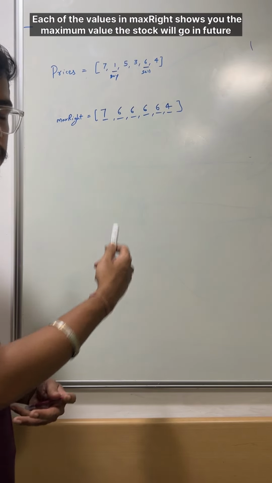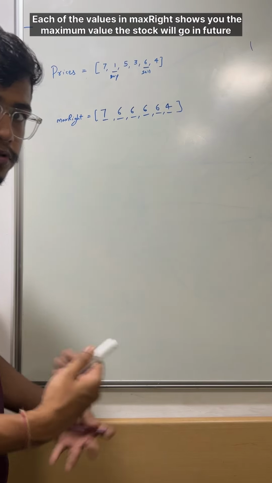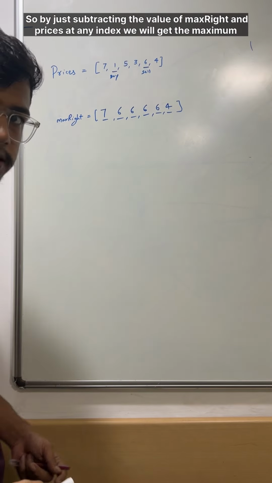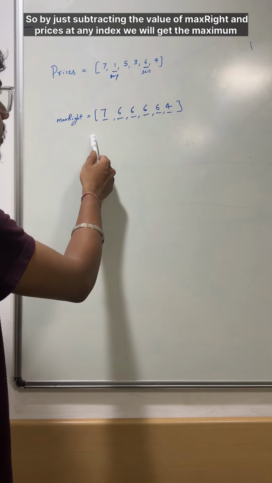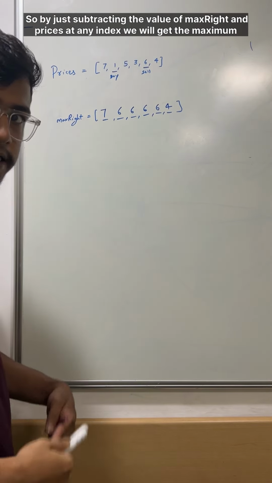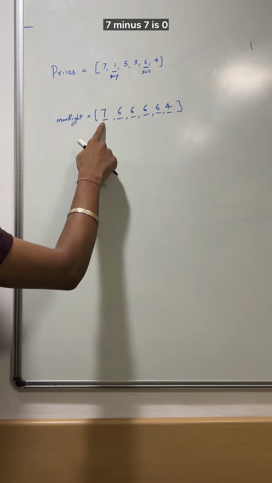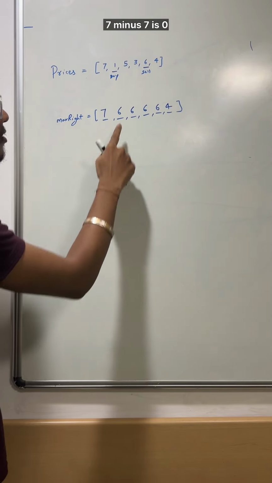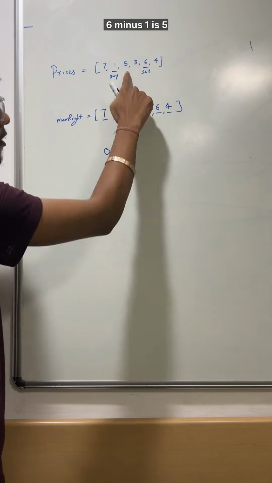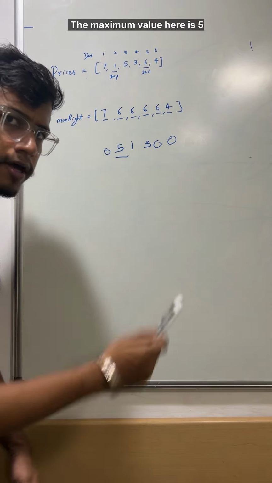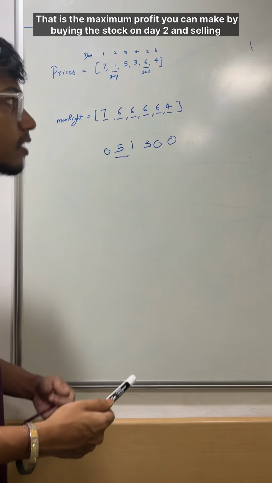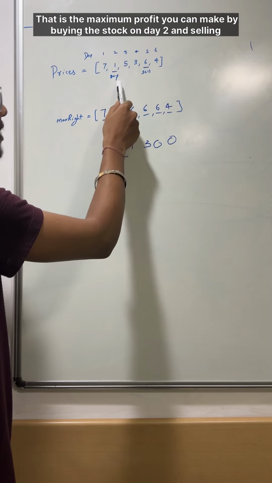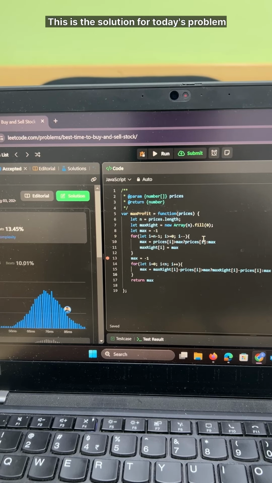Each value in maxRight shows you the maximum value the stock will reach in the future for a current index. So by just subtracting the value of prices from maxRight at an index, we'll get the maximum profit for that day. 7 minus 7 is 0. 6 minus 1 is 5. The maximum value here is 5. That is the maximum profit you can make by buying the stock on day 2 and selling it on day 5. This is the solution for today's problem.